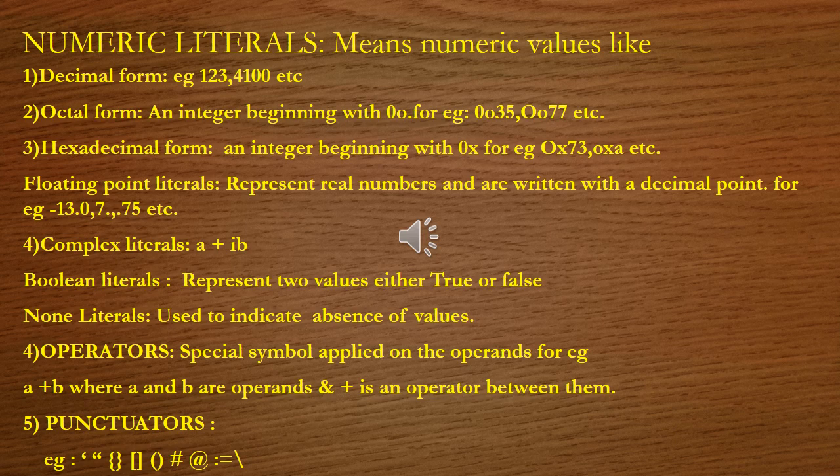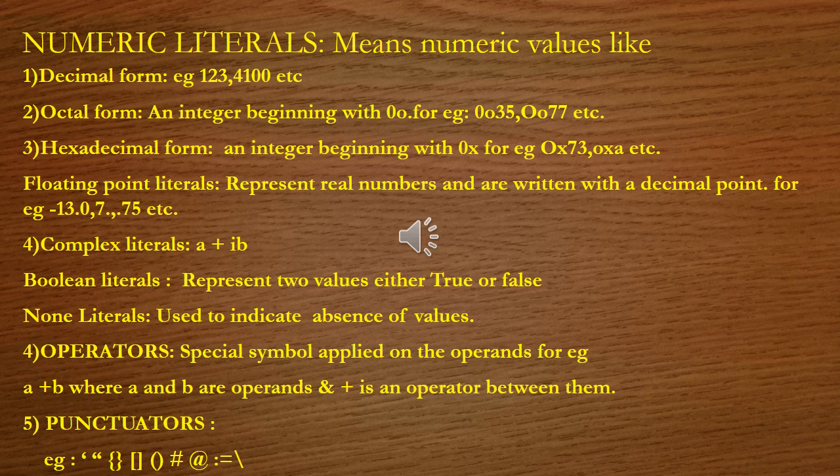Now, complex literals are literals which are in the form of a plus ib. And the fourth one is the Boolean literal, that represents two values, either True or False. The scientist Boole defined these two Boolean values, which are always either True or False. So that represents Boolean variables.